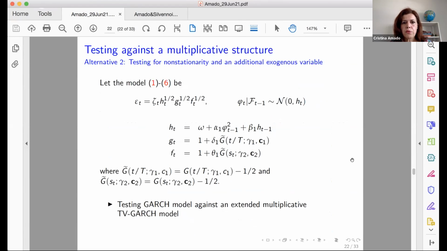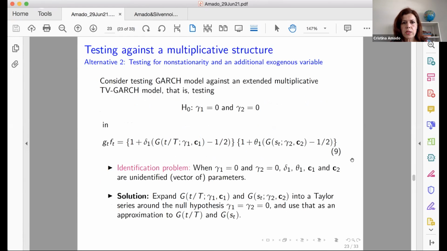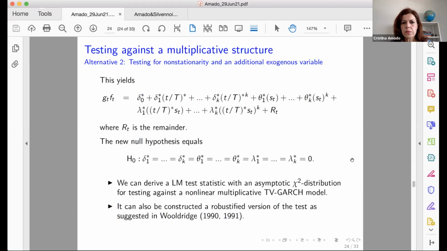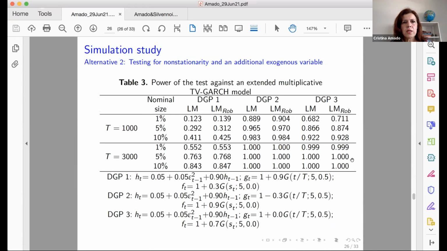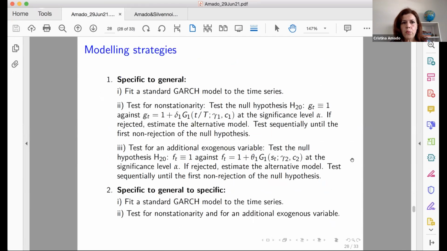And then we could also do the same kind of procedure for the other 2 alternatives. I'm going to skip this, but the procedure is very similar. It just depends on the type of alternative we are interested in. So different simulation studies for different alternatives. And how we are going to model, whether we start from specific to general or general to specific approaches, these are going to be studied by simulations.